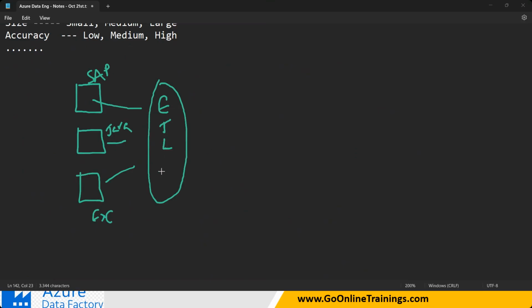This tool is for extracting the data, which means reading the data. It can connect to any system. It can connect to SAP, Java, .NET, or Excel. It may be connecting to SQL. We don't know. Any system can be connected to ETL software.